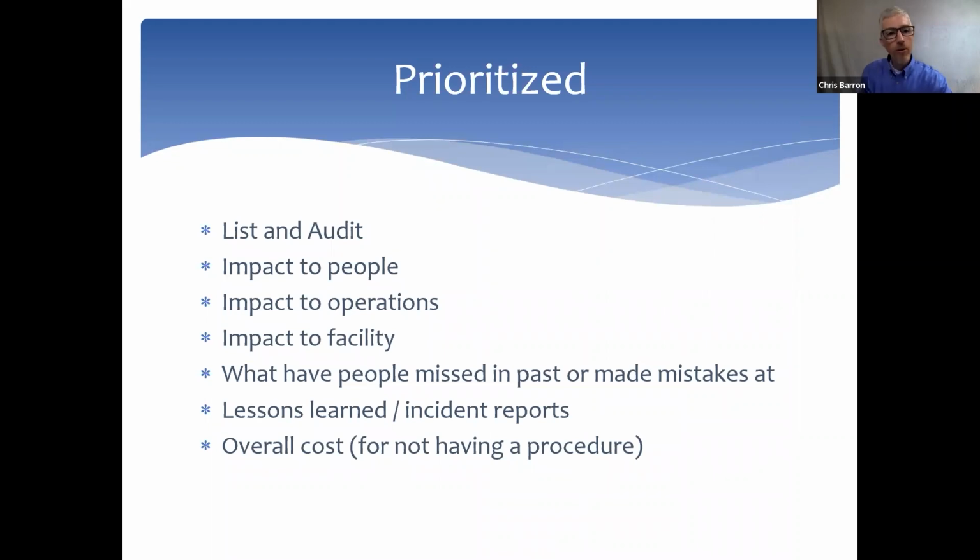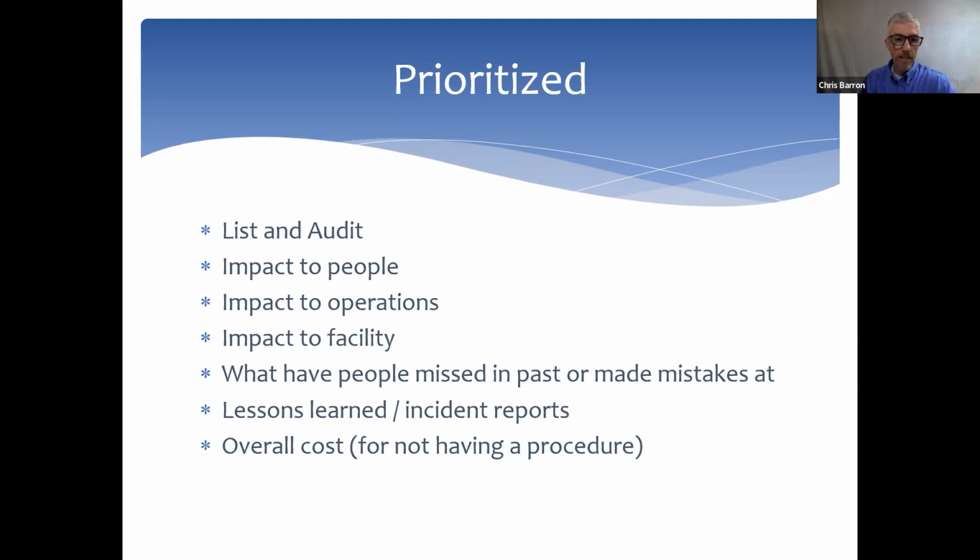All right, so prioritize. Back to this inventory that we talked about before. Prioritization means that you list and then audit your list. What's the impact of this PM to the people? People could be employees. People could be those who come to your campus. What's the impact to your operations? If this preventative maintenance procedure or this SOP is not followed, and I'll give you an example of something that's not preventative maintenance, but is an SOP here in a minute. But if this SOP or this PMP or this RMP is not followed, what's its impact?